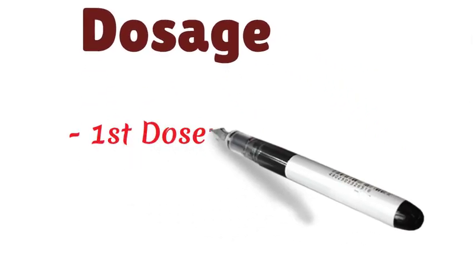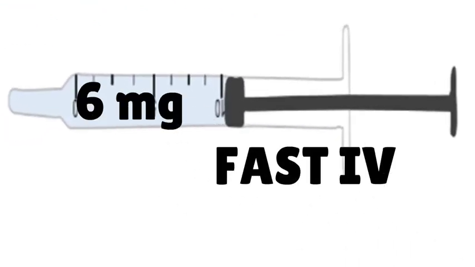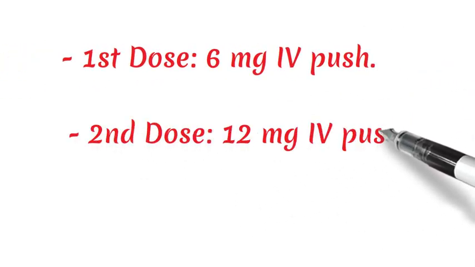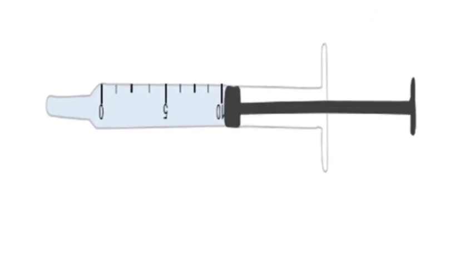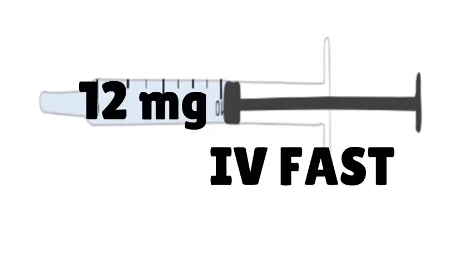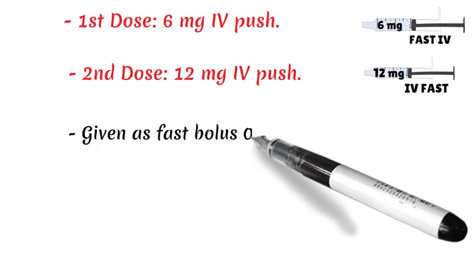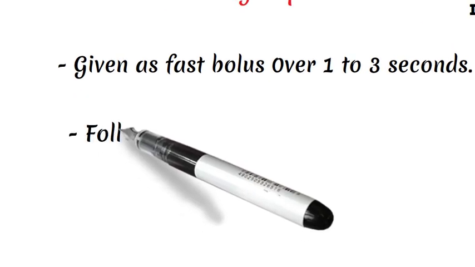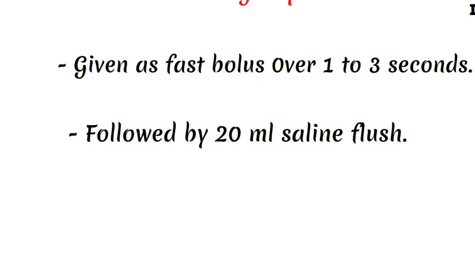The first dose of adenosine is 6 mg. The second dose, if required, is 12 mg and is given 1 to 2 minutes after the first dose. Each dose is given as a fast intravenous bolus over 1 to 3 seconds, and it should be followed by a saline flush of 20 milliliters.